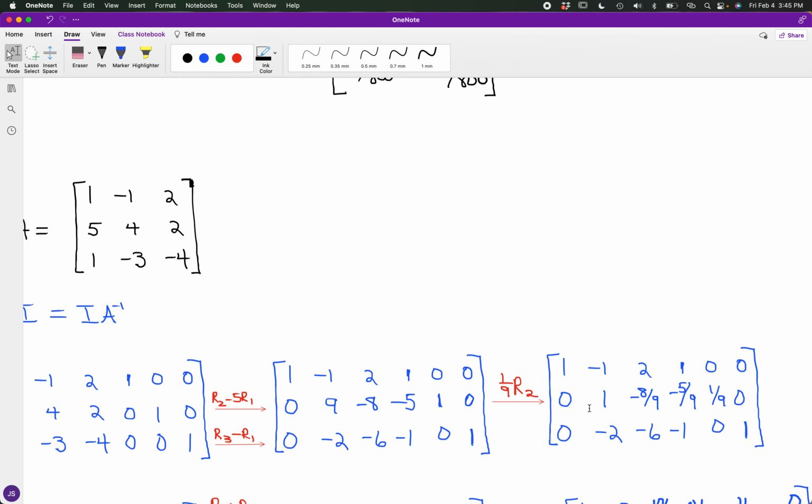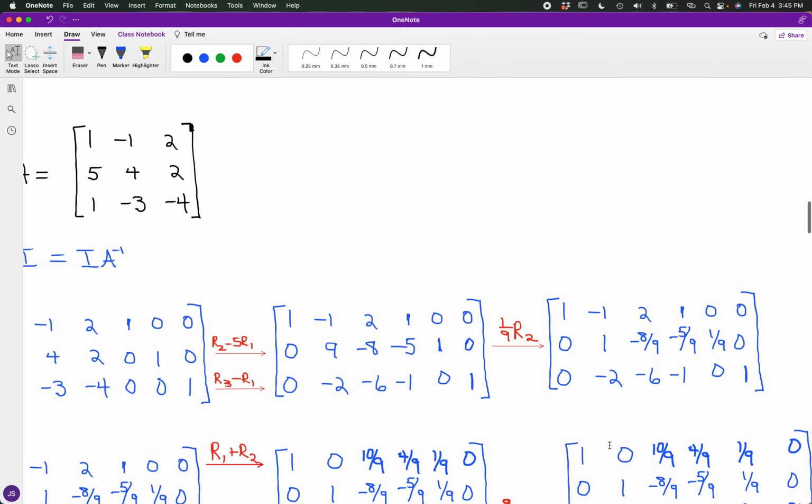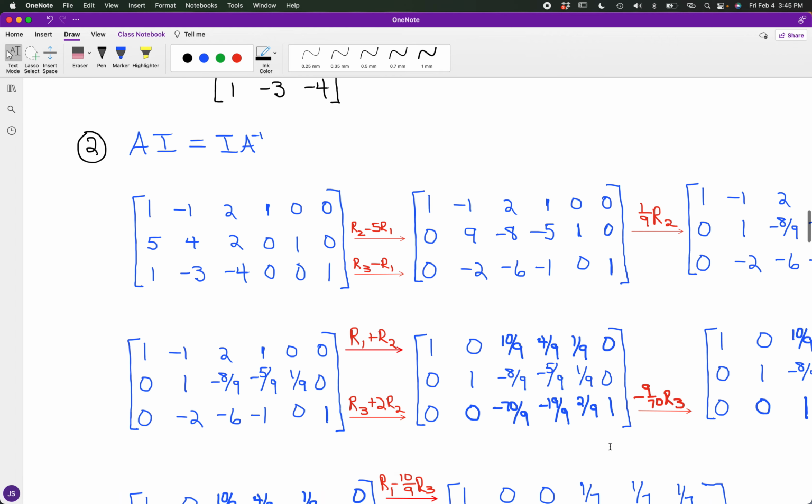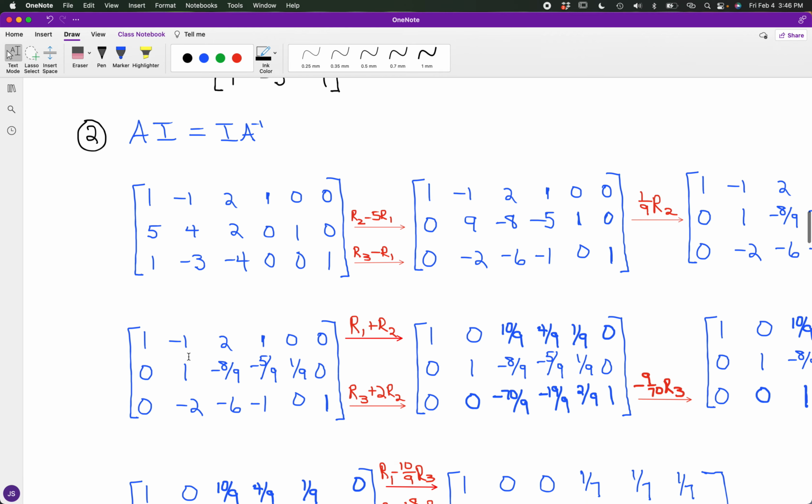Okay, so I have 1, 0, 0, and I want to convert the negative 1 and the negative 2 in the second column to zeros. So we can do this by taking R1, adding R2 to it, and simultaneously adding twice the second row elements to the bottom row.